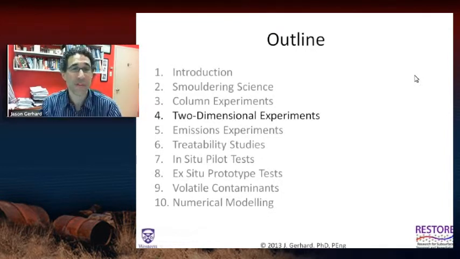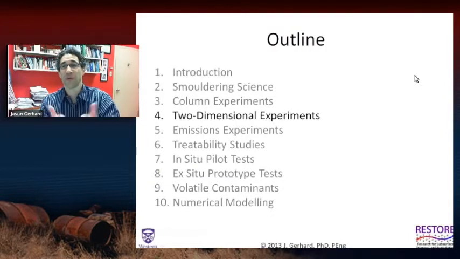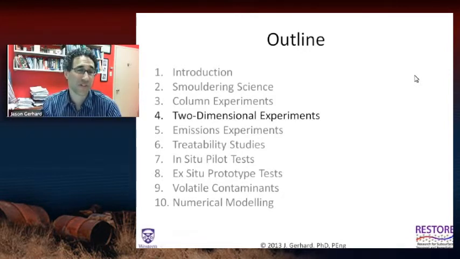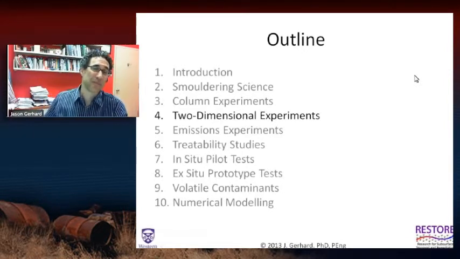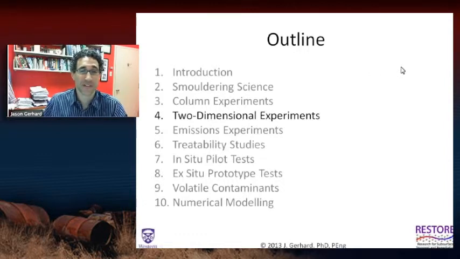Two-dimensional experiments. It's one thing to do things in a column with a very confined geometry. But when we do in situ STAR in the field, the reaction is going to be propagating in multiple dimensions. There's virtually no research on how a smoldering front could travel in multiple directions at once, not just upwards, but also outwards. So we really wanted to understand how STAR could propagate in multiple dimensions at the same time, and how that would affect the propagation of the front.